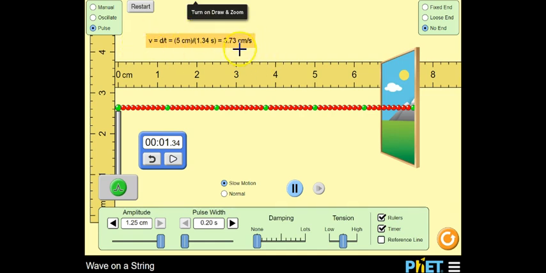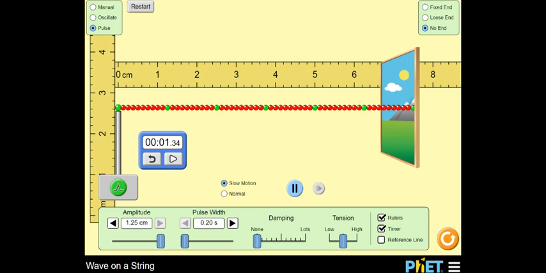And so here I have a quick little calculation. It has traveled 5 centimeters in a time of 1.34 seconds, and that gives me an answer of about 3.73 centimeters per second. Of course, I'd probably want to do this over several trials to get an average here, but that gives me a rough amount at least.